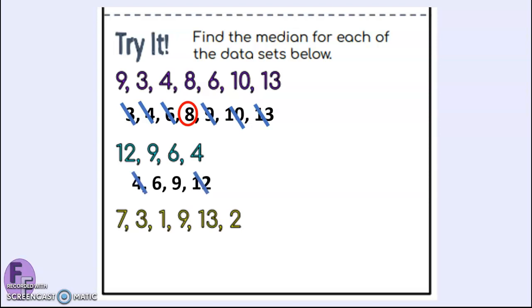Again, list the numbers in order from smallest to largest. Cross off numbers from both sides. Since there are 4 numbers in the data set, we're going to end up with 2 numbers in the middle. Add the 2 numbers together, divide by 2. Our median is 7.5.